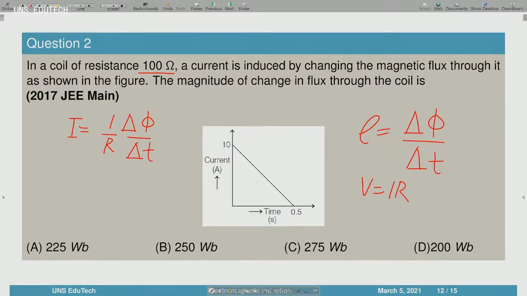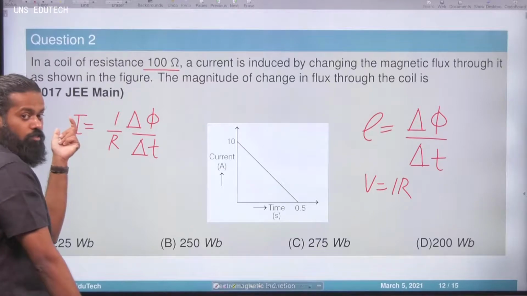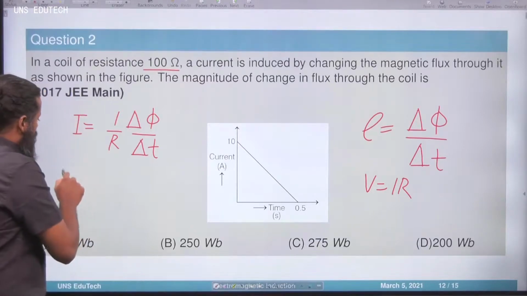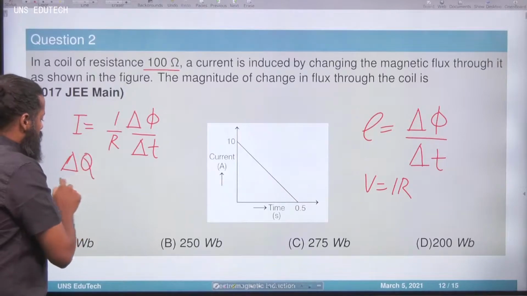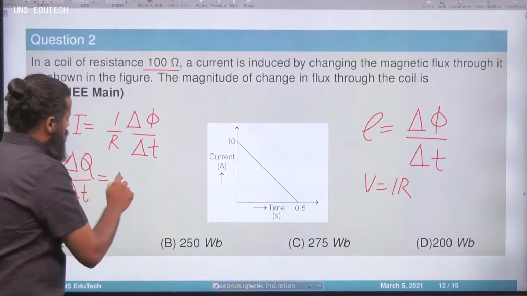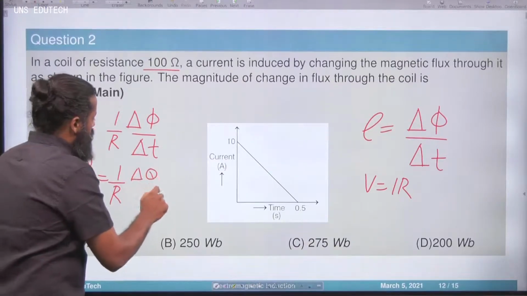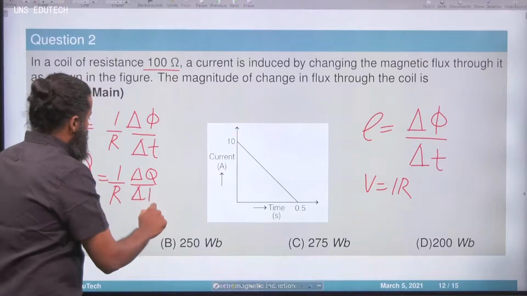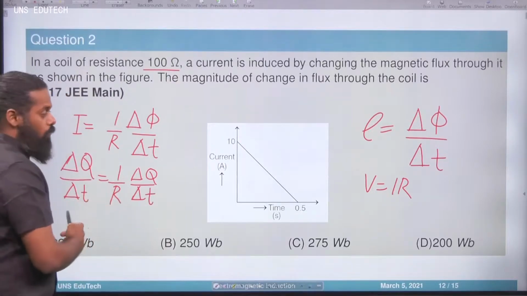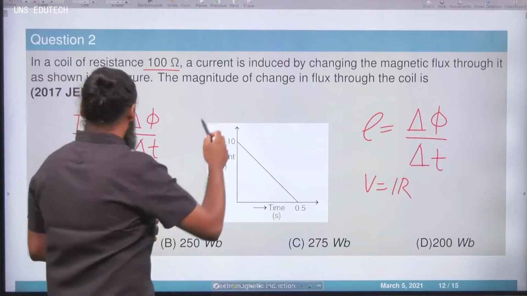Here one interesting equation is there. Current is nothing but delta Q by delta t. Delta Q by delta t will be equal to 1 by R into delta phi by delta t. You can see that here this delta t we can cancel out. You will get a simple equation. It's a general equation. You can use it for some other problems.